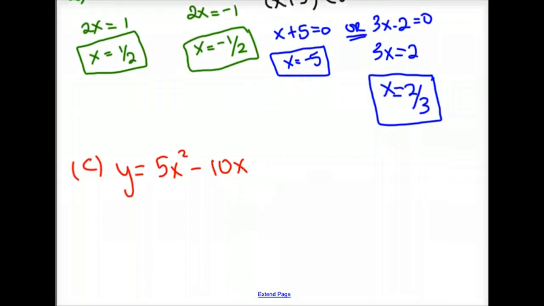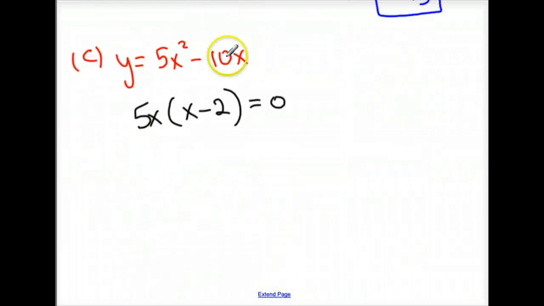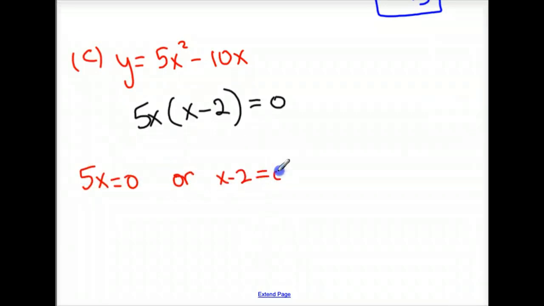If I look at this, the first thing I know is that they have something in common. So both of these have a 5x in common, which I'm going to take out. So I have 5x. What's left over? x minus 2. And I know to find the x-intercept, I have to find when this is equal to 0. So now I have two cases. I have 5x is equal to 0, or x minus 2 is equal to 0.